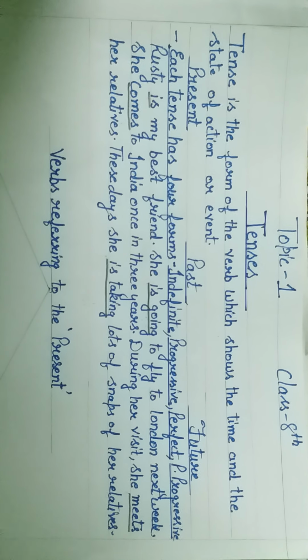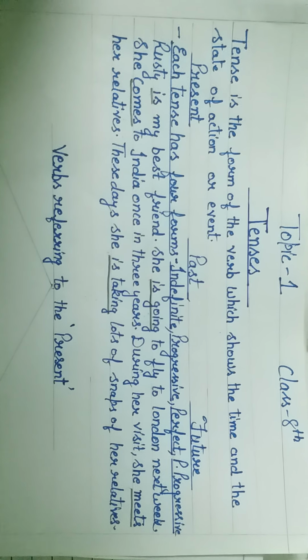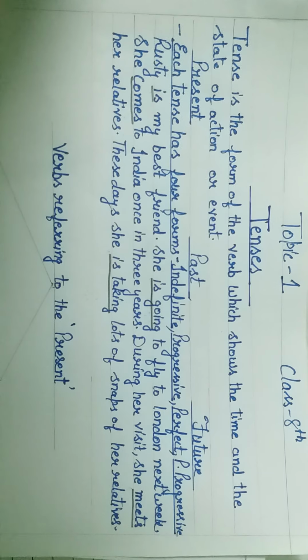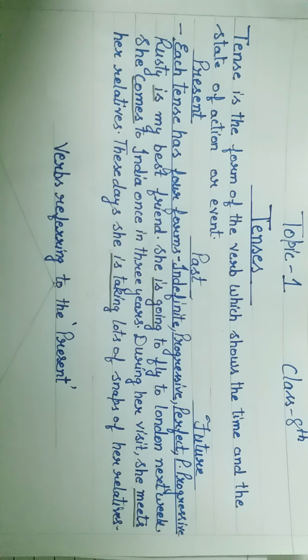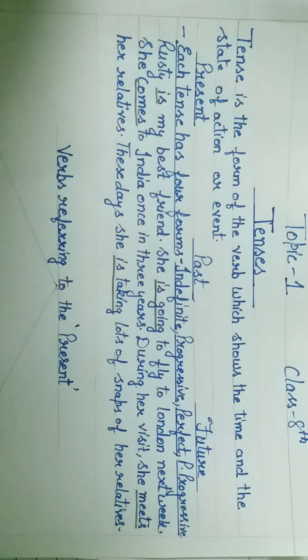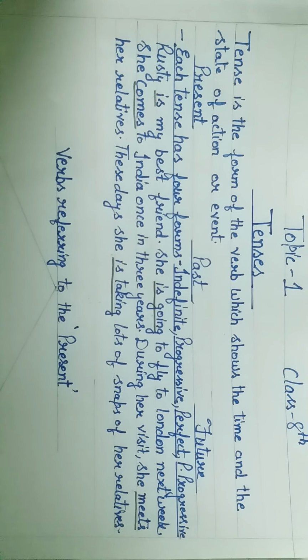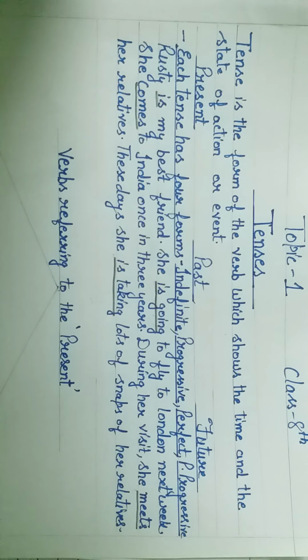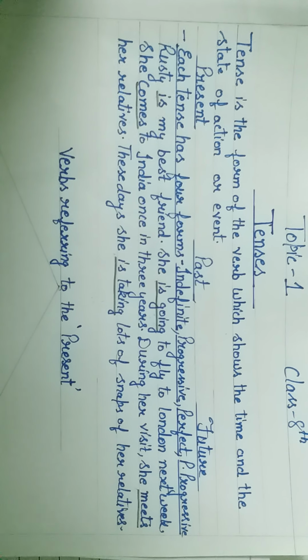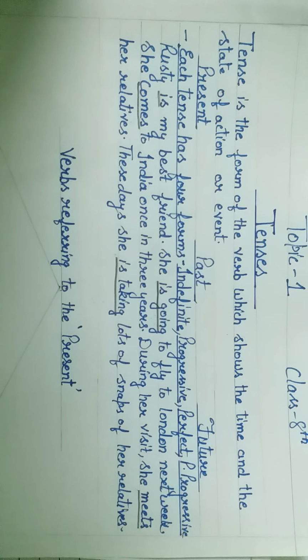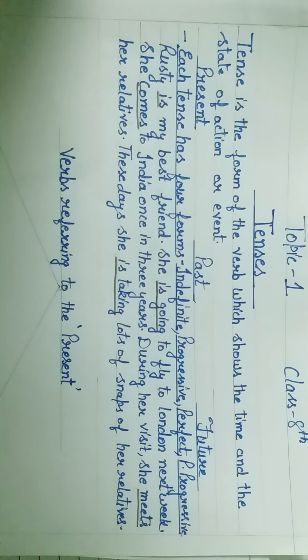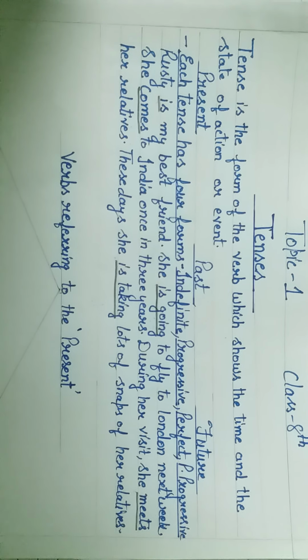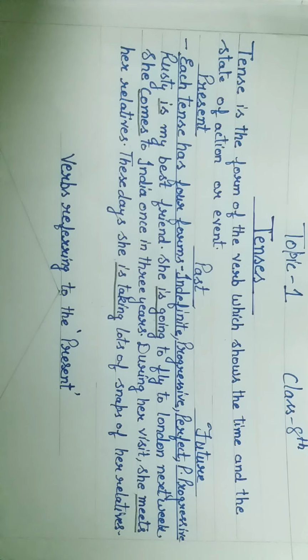So let's take one example. Here in the paragraph: Rusty is my best friend. She is going to fly to London next week. She comes to India once in 3 years. During her visit, she meets her relatives. These days, she is taking lots of snaps of her relatives. In this paragraph, all the verbs are underlined. These verbs are talking about the present. They are telling us about the present time of action.